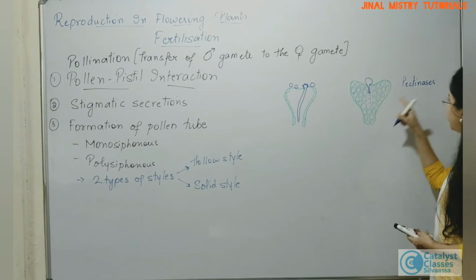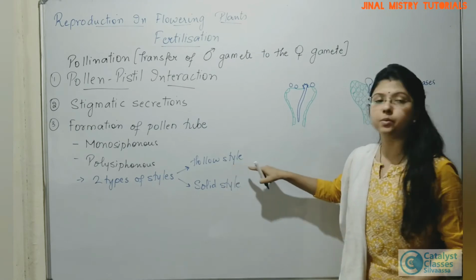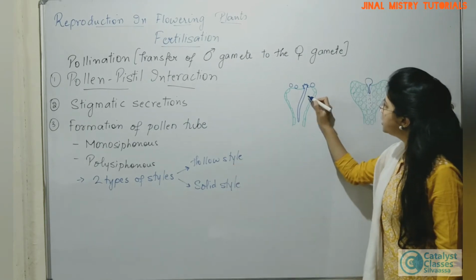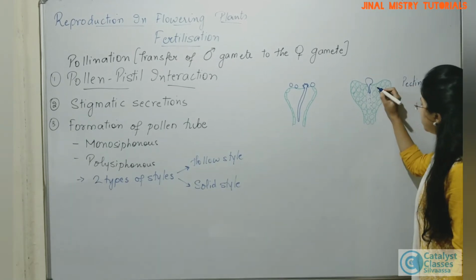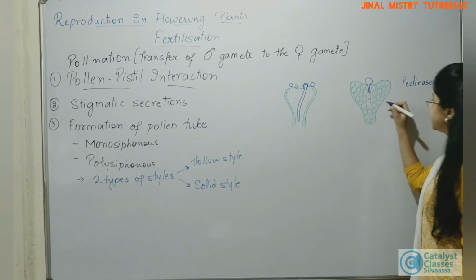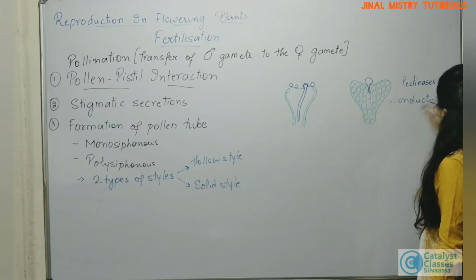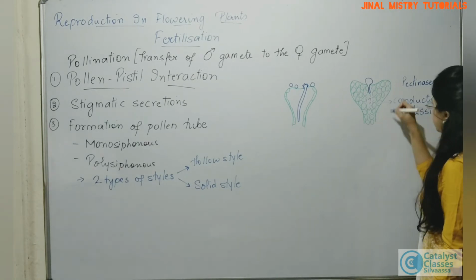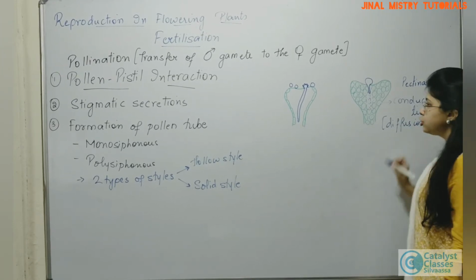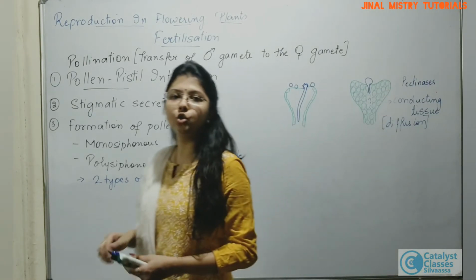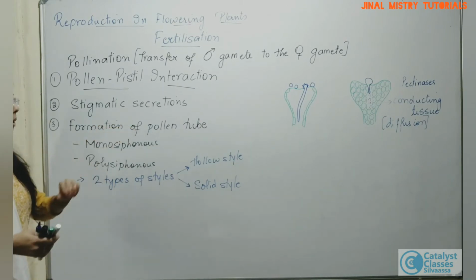So this is the way how pollen tube formation takes place in a solid style, and this is the way in which pollen tube formation takes place in a hollow style. As I said, in hollow style they are going to derive nutrition from the surrounding cells, and in solid style they are again going to derive nutrition from these surrounding cells. Basically, the cells present here form the conducting tissue. The process by which they derive nutrition is none other than diffusion. So diffusion is the process by which in the solid style the pollen tube derives the nutrition.